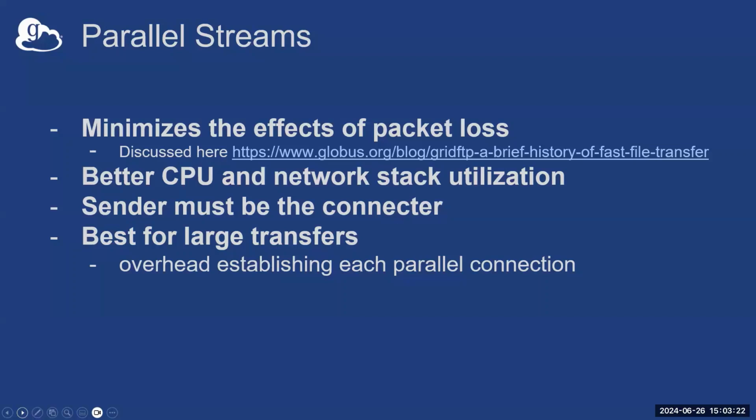As I mentioned here, the sender does have to be the connector for this to work. So that should work in all cases except for the GCP to GCS case. Sorry, the other way around, GCS to GCP. And it's best for large transfers. So there is some overhead in establishing these parallel connections. And if you're going kind of crazy and have 128 of them and then sending a 1 kilobyte file over it, the signal to noise there is not going to be favorable. So that's something to keep in mind.